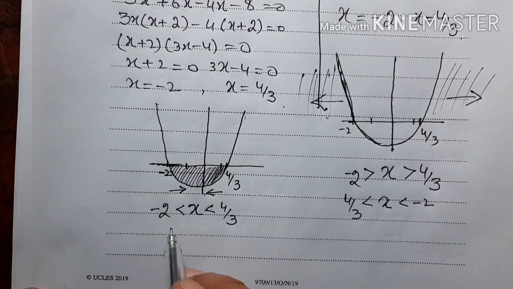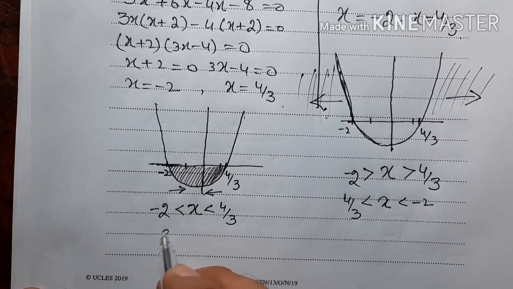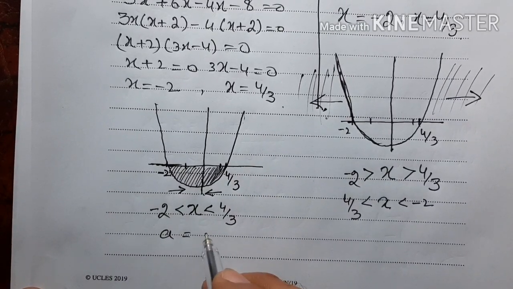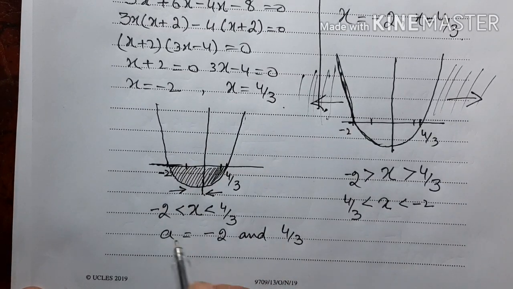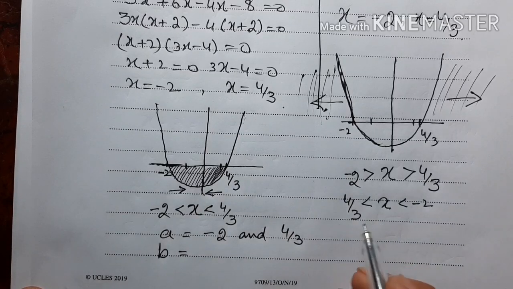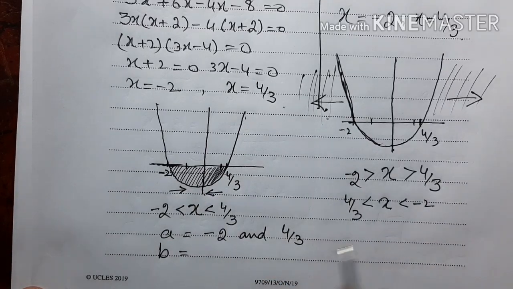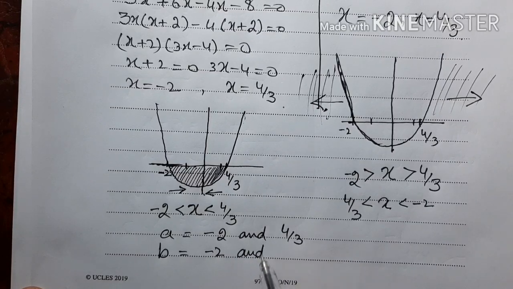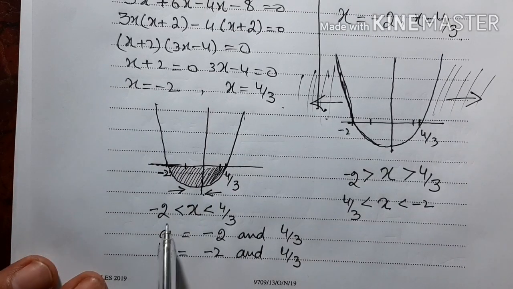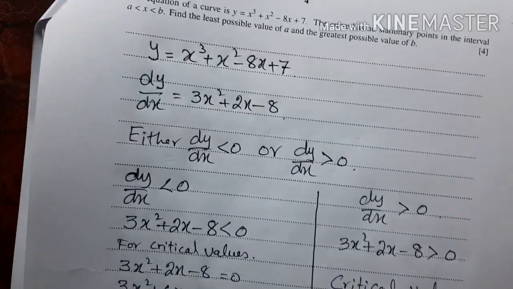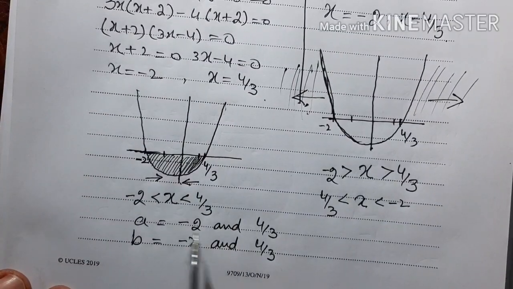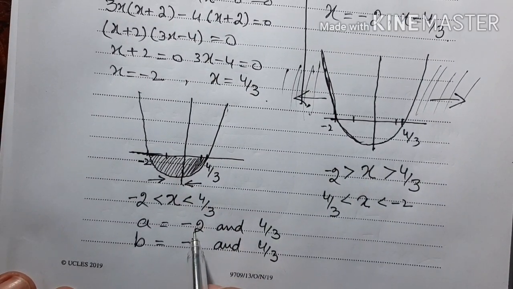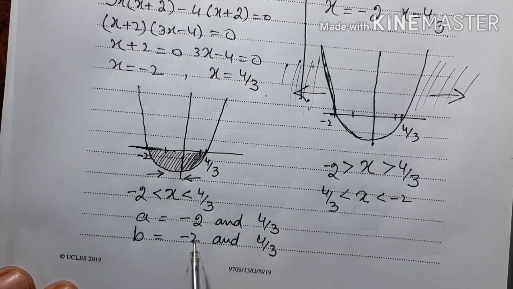It means there are two values of a. A got two values, minus 2 and 4 over 3. And B also got two values, minus 2 and 4 by 3. If you compare these two results with this one, because A is on the left, B is on the right. So this is the lowest value of A, this is the highest value of A, this is the lowest value of B, this is the highest value of B.